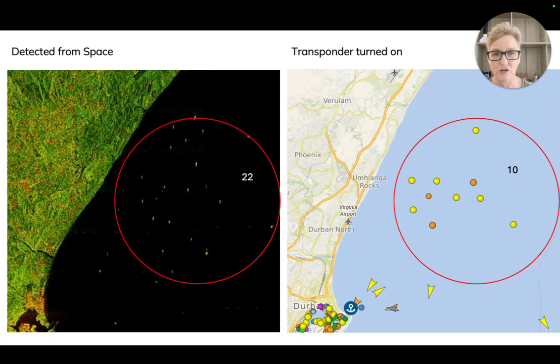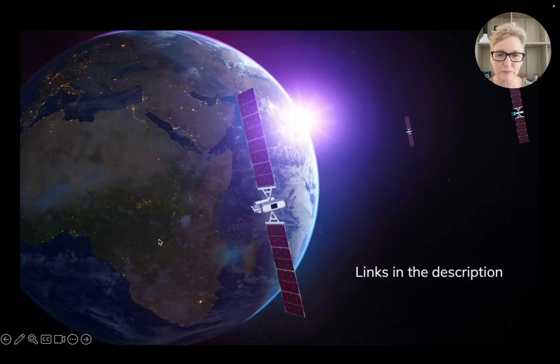So this is a great example of identifying where people are possibly behaving illegally. Maybe they're dumping, maybe they're fishing illegally, or otherwise maybe they're just trying to skirt the rules and not actually abide by the rules.